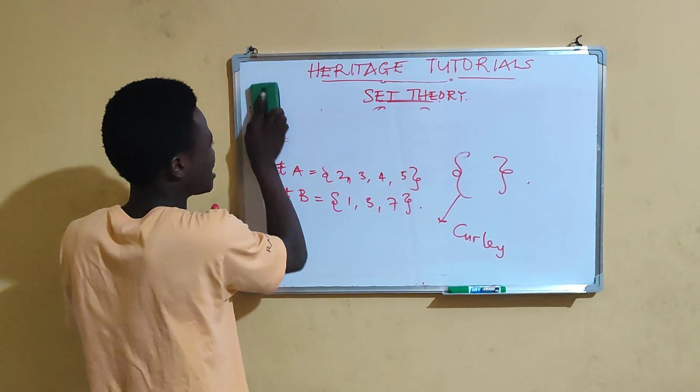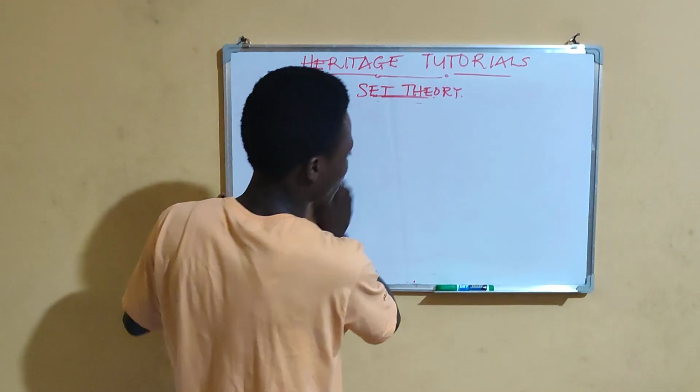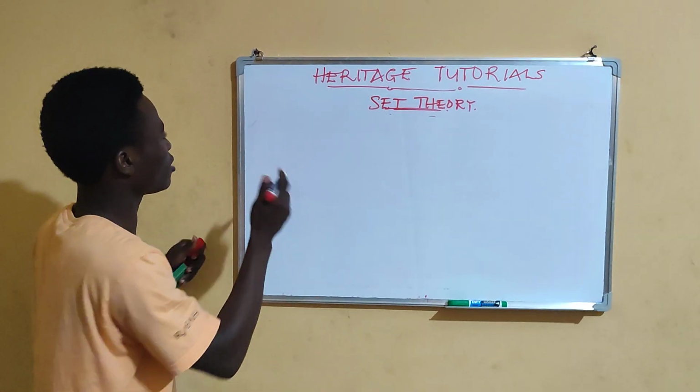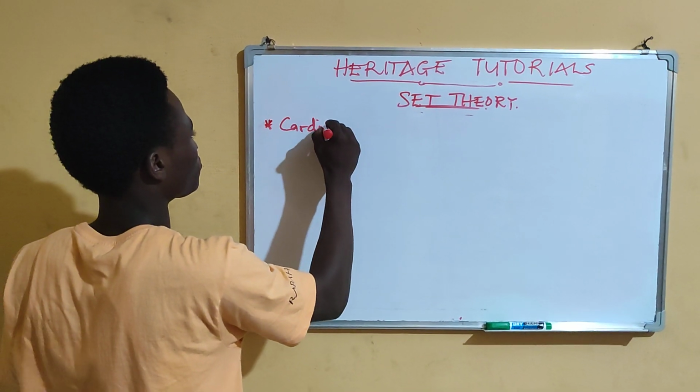So that's the universal set. It's just the mother set. It consists of all other subsets, that is, all other subsets are gotten from the universal set. Another important thing is what we call cardinality of the set.